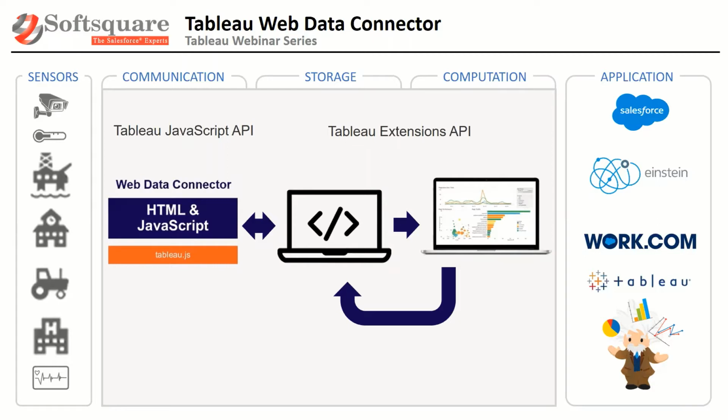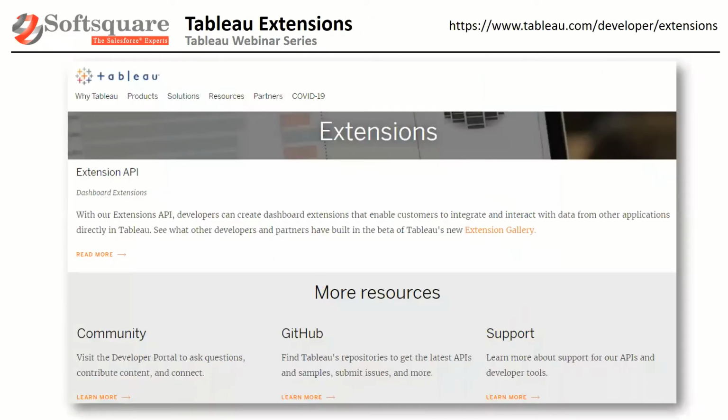Okay, so let's go ahead and take a look at the Tableau JavaScript API first, and then we're going to take a look at the Tableau Extensions API, and then we're going to look at some visuals on how this is all put together. The first is the Tableau Extensions website. That's the URL there. You can go. There's the GitHub where you can download the API. There's a community. There's also an extensions gallery where you can look at other vendors who have published extensions.